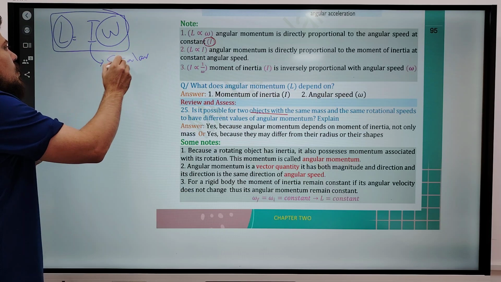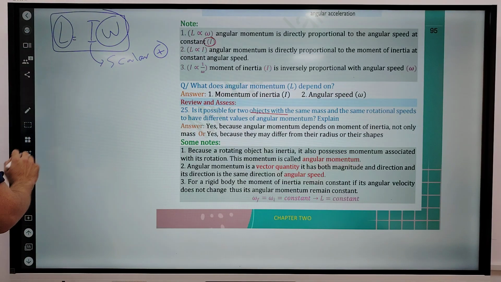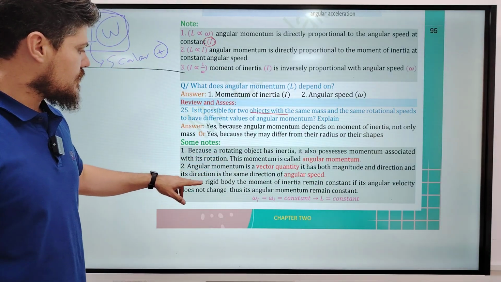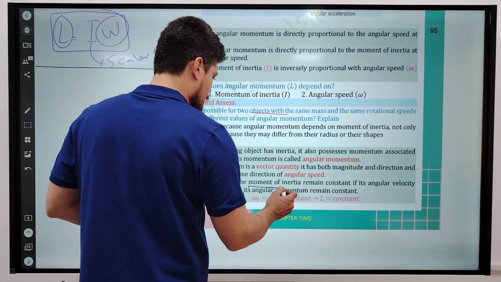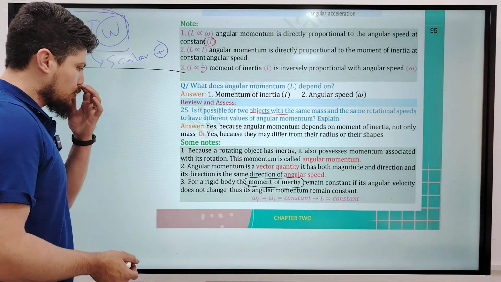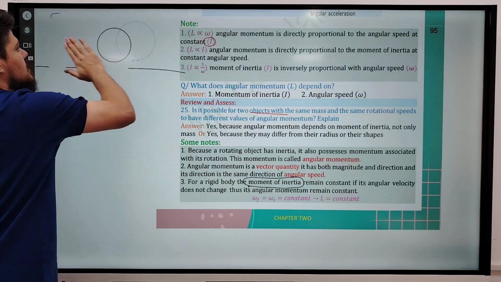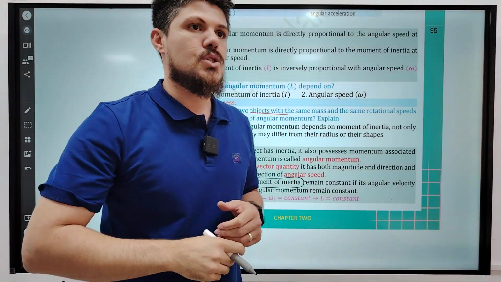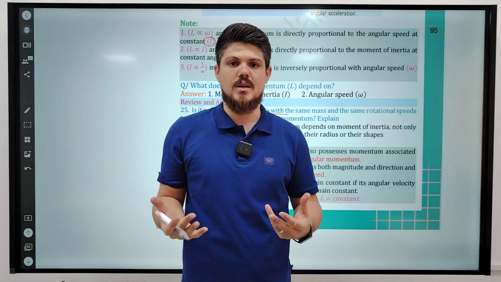Be careful, it's always positive. But the angular speed and the angular momentum can be positive or negative. For a rigid body, the moment of inertia remains constant. If the angular velocity doesn't change, thus the angular momentum remains constant. For a rigid body, listen carefully please. What do you mean by rigid body? It is a body that during rotating, its shape, its radius, its mass doesn't change, such as a ceiling fan.